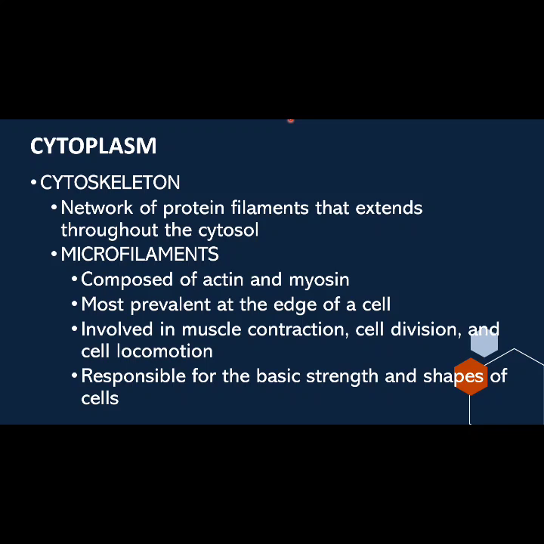Your cytoskeleton is a network of three types of protein filaments that extends throughout the cytosol. You have your three types of protein filaments present here: your microfilaments, your intermediate filaments, and your microtubules. The largest of your cytoskeleton are the microfilaments, followed by intermediate filaments, and the smallest accordingly are your microtubules.